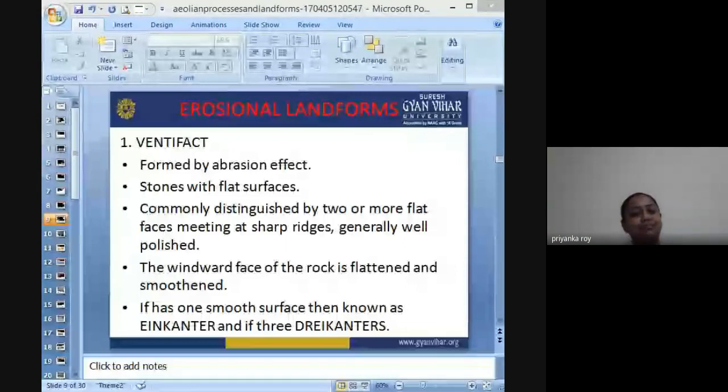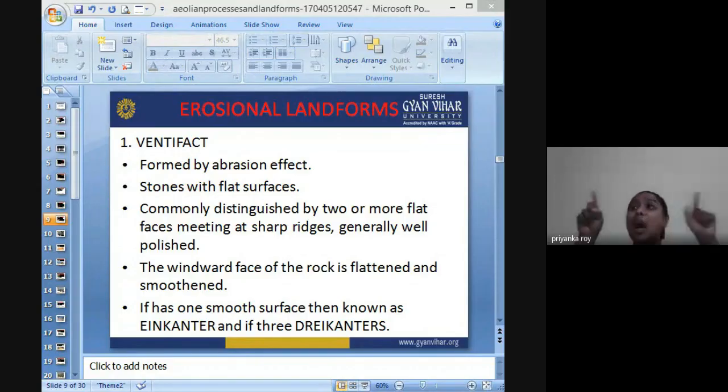Now, the face of the rock is flattened and smoothened. If it does not have a smooth surface, then it is known as a dreikanter. Einkanters or dreikanters: einkanters are when the surface is rounded, it is a rounded surface. And dreikanters are when surfaces have sharp edges around. Okay, I will show you here.